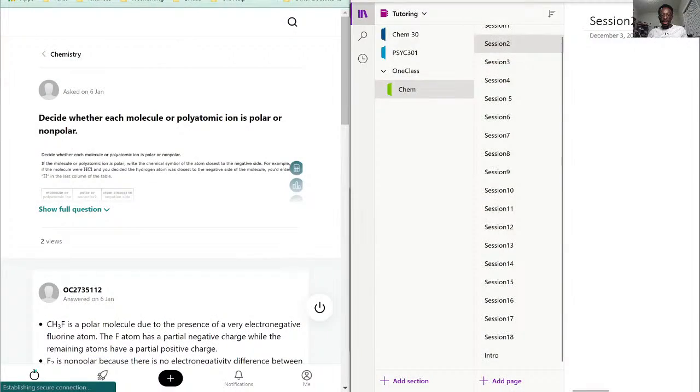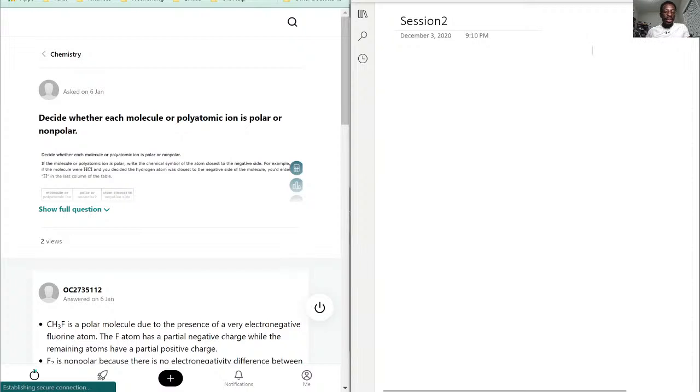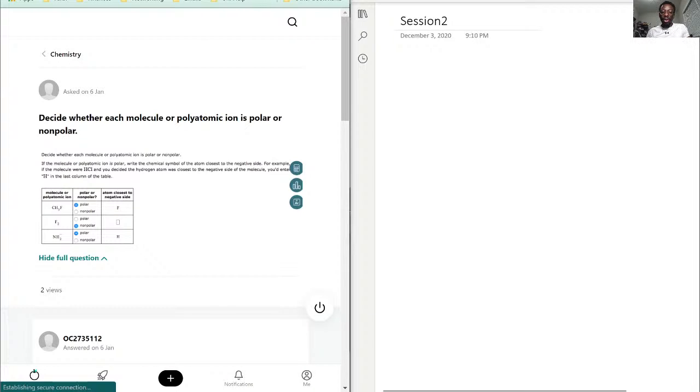Give me a quick second to set that up here. And we are good to go with question number 1. We have: decide whether each molecule or polyatomic ion is polar or nonpolar.